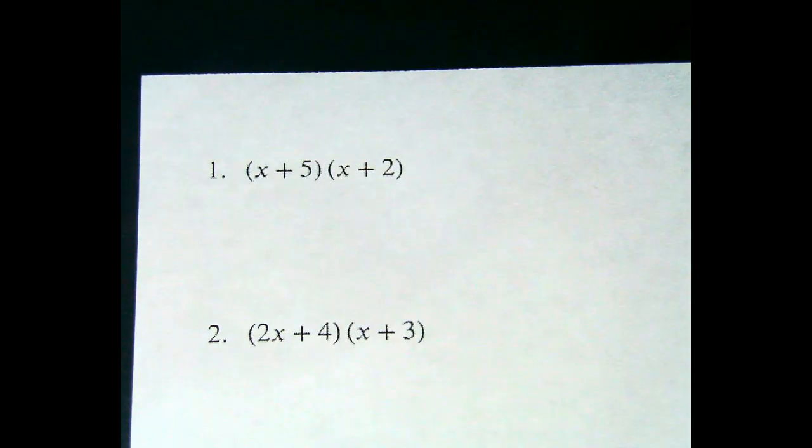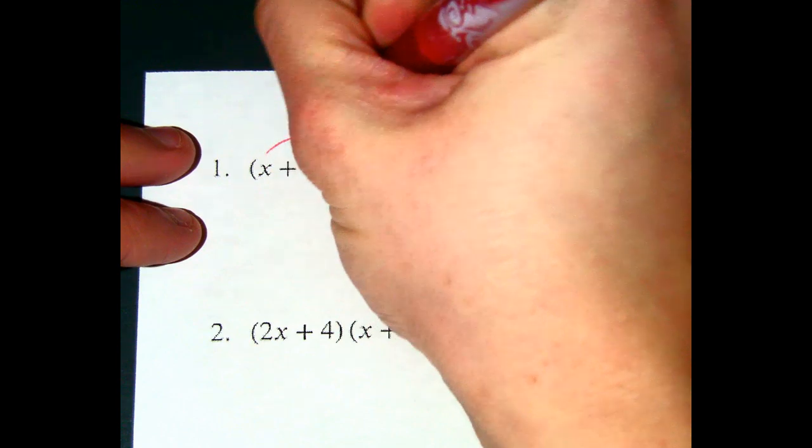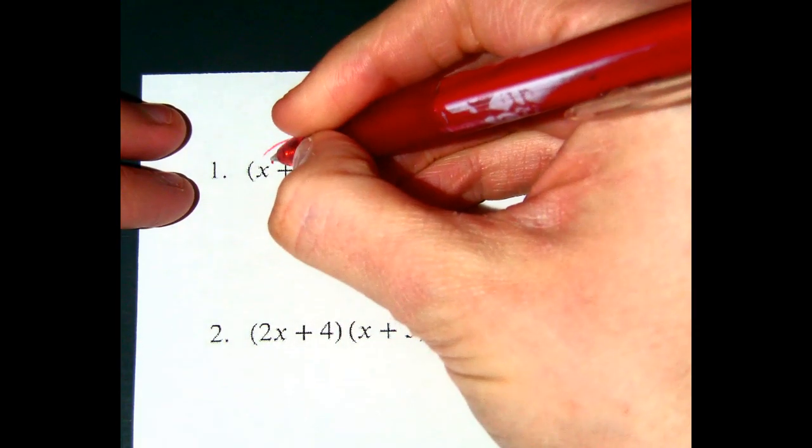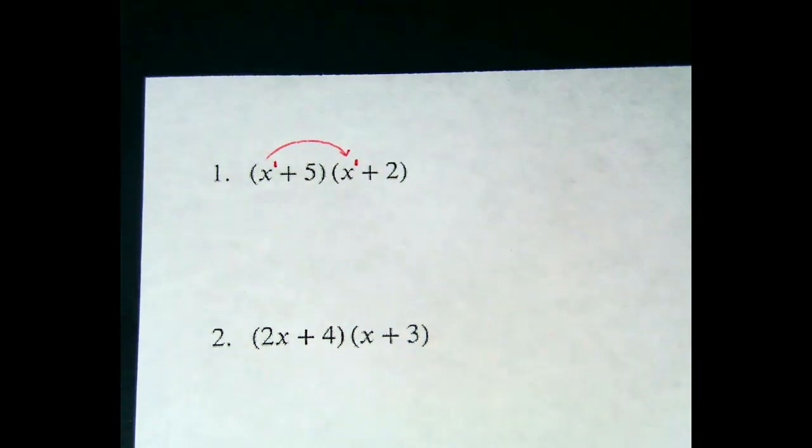So let's do that. So we have two sets of parentheses. We are going to do just like we did yesterday and distribute what is in the left set to what is in the right set. So we are going to distribute x to x. You guys remember we had a little understood one there in case we need it.